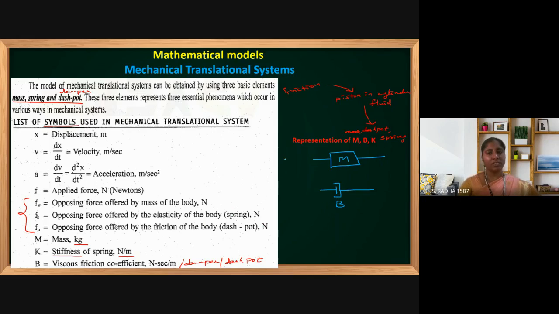First one is mass, second one is dashpot symbol, and third one is spring, K. This is the symbol for spring. The notation is M, B, K, and these are the symbols, the diagram for each.